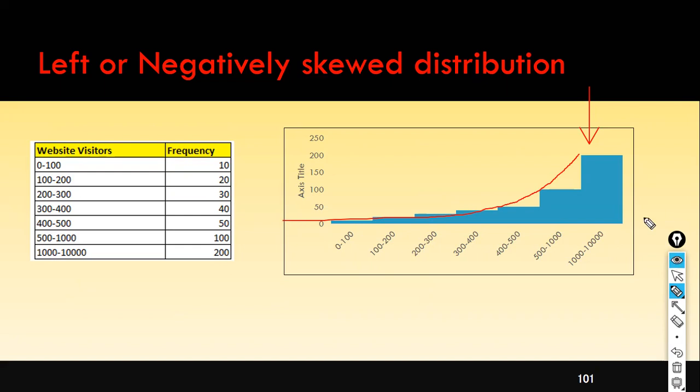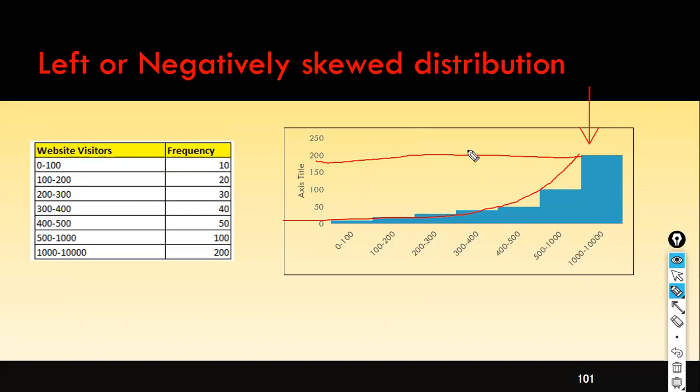So here we can understand that a large number of instances have a higher number of visitors, while fewer instances have a lower number of visitors. Here, 0 to 100 is a lower number of visitors, only fewer instances. But here we can see a high number of visitors. So 1,000 to 10,000 customers visited almost 200 times on your website.